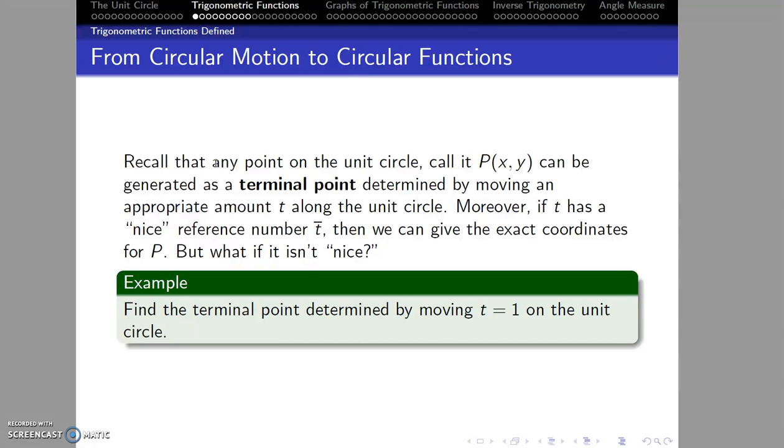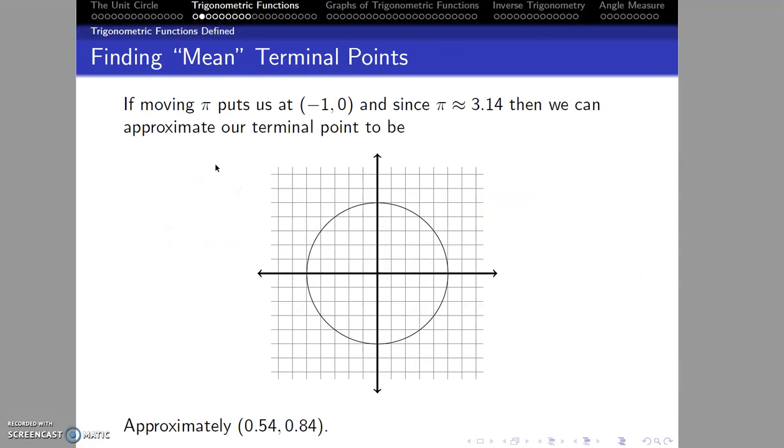What if I move 1 on the unit circle? I mean, if it were on the real line, if I moved 1, I know exactly where I end up. I would be 1 over from wherever I started. But I'm not so lucky on the unit circle. Because if I start here at (1, 0), and I go 1, that means I'm going counterclockwise by 1.